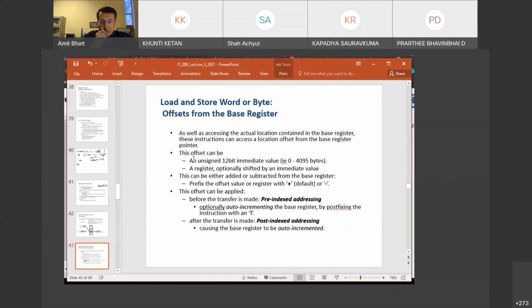Now, you can have various ways of doing it. There is something which is known as pre-index addressing and something which is known as post-index addressing.